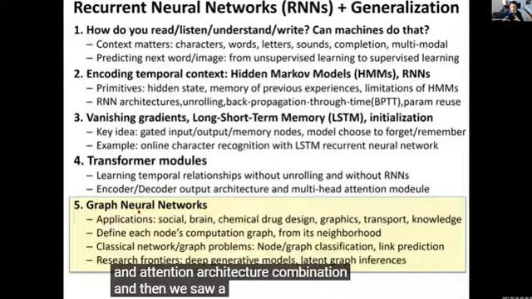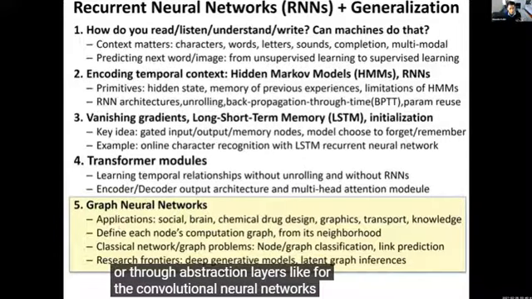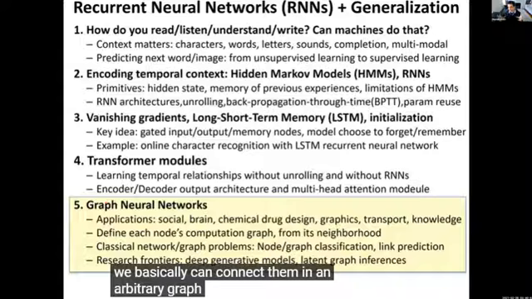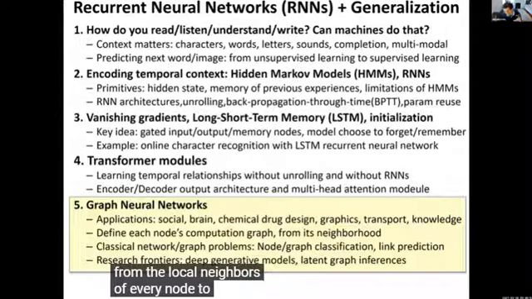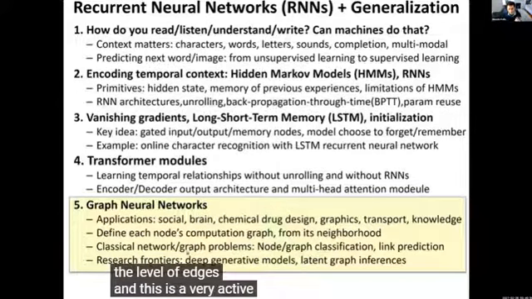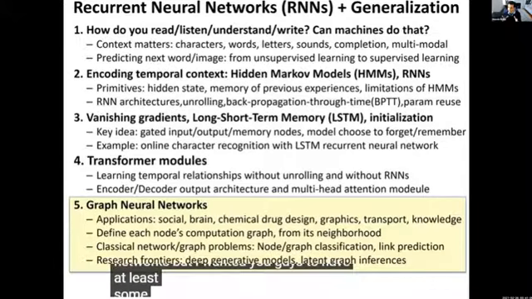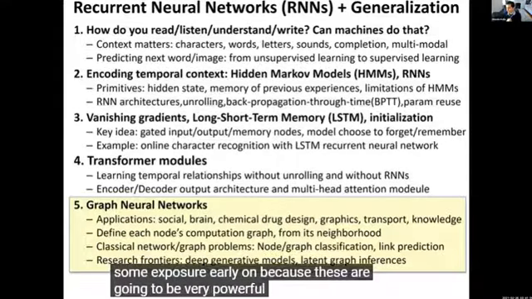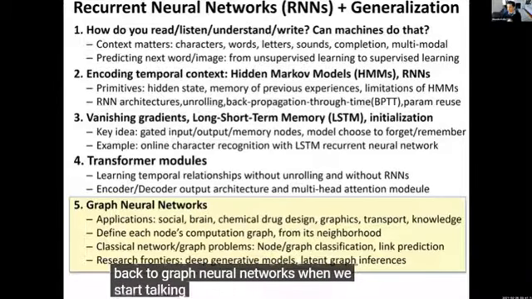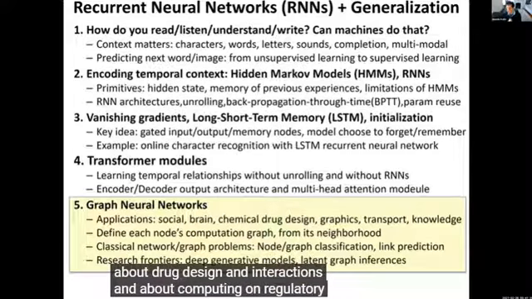And then we saw a very different way of connecting these networks. Instead of going through time, like for the recurrent neural networks, or through abstraction layers, like for the convolutional neural networks, we can connect them in an arbitrary graph. And the concept of flowing information from the local neighbors of every node to infer functions at the level of nodes or at the level of edges. This is a very active area of research. We're going to have a whole module of the class on graph neural networks, but I wanted you to have at least some exposure early on because these are going to be very powerful for your projects. So we're going to come back to graph neural networks when we start talking about protein structure, about drug design and interactions, and about computing on regulatory networks and graphs.